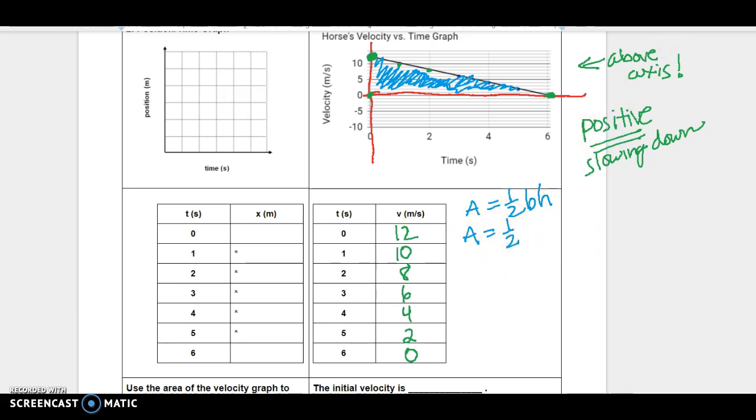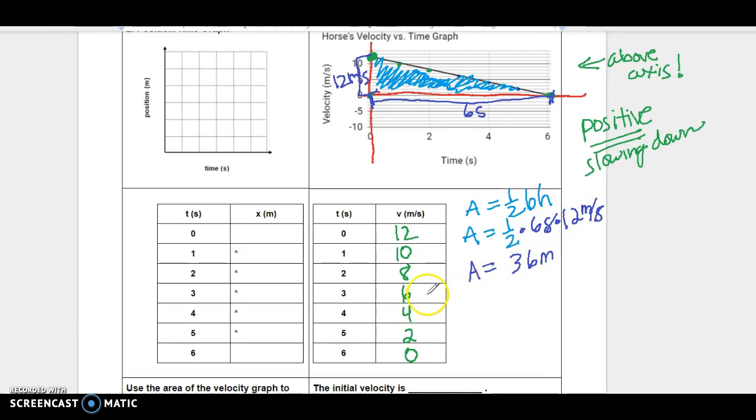1/2. When I look here, the base of the triangle is 6 seconds long. Okay, 6 seconds is the base, and then the height of the triangle here is 12 meters per second. That's the velocity. Okay, so when I multiply this together, 1/2 of 6 is 3. So 3 times 12 is 36 meters because the seconds are going to cancel.